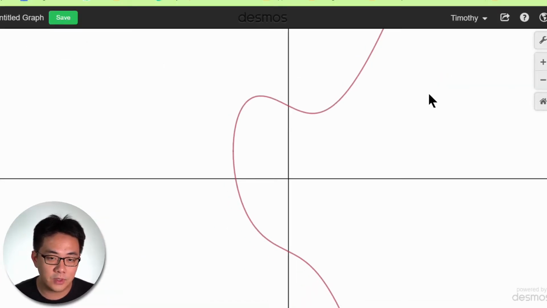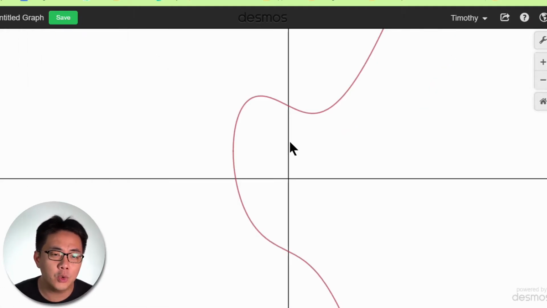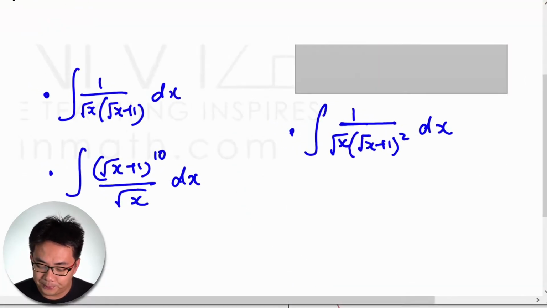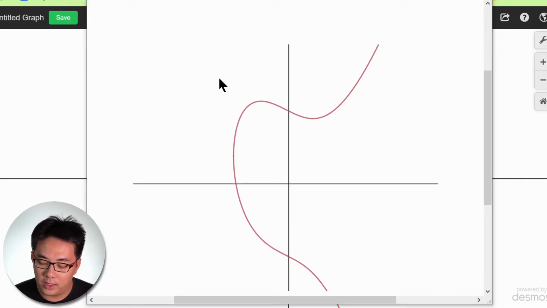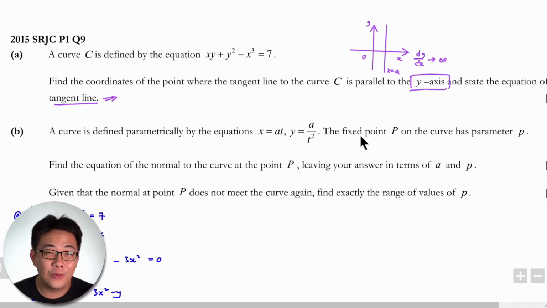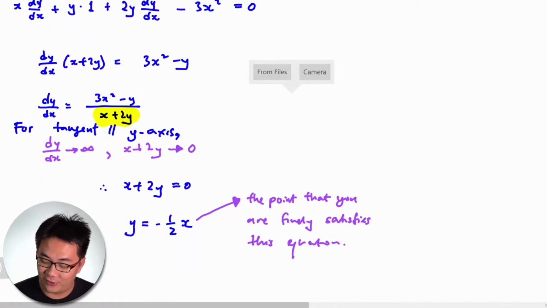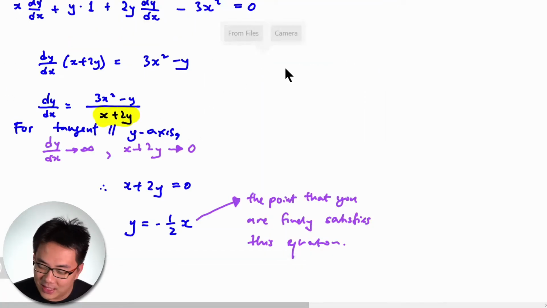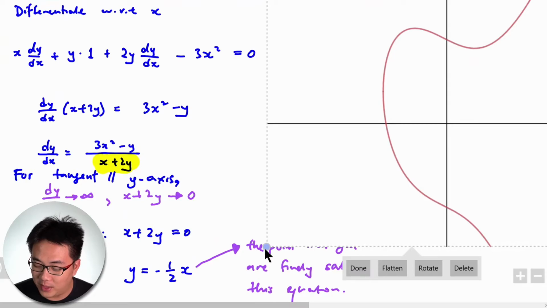So if you were to use Desmos and plot this curve here, obviously you don't have the luxury of plotting this curve during the exam, because your GC can't sketch such a graph. But that's beside the point. Since they're going to test you on this concept, I might as well explain to you what's going on, right?